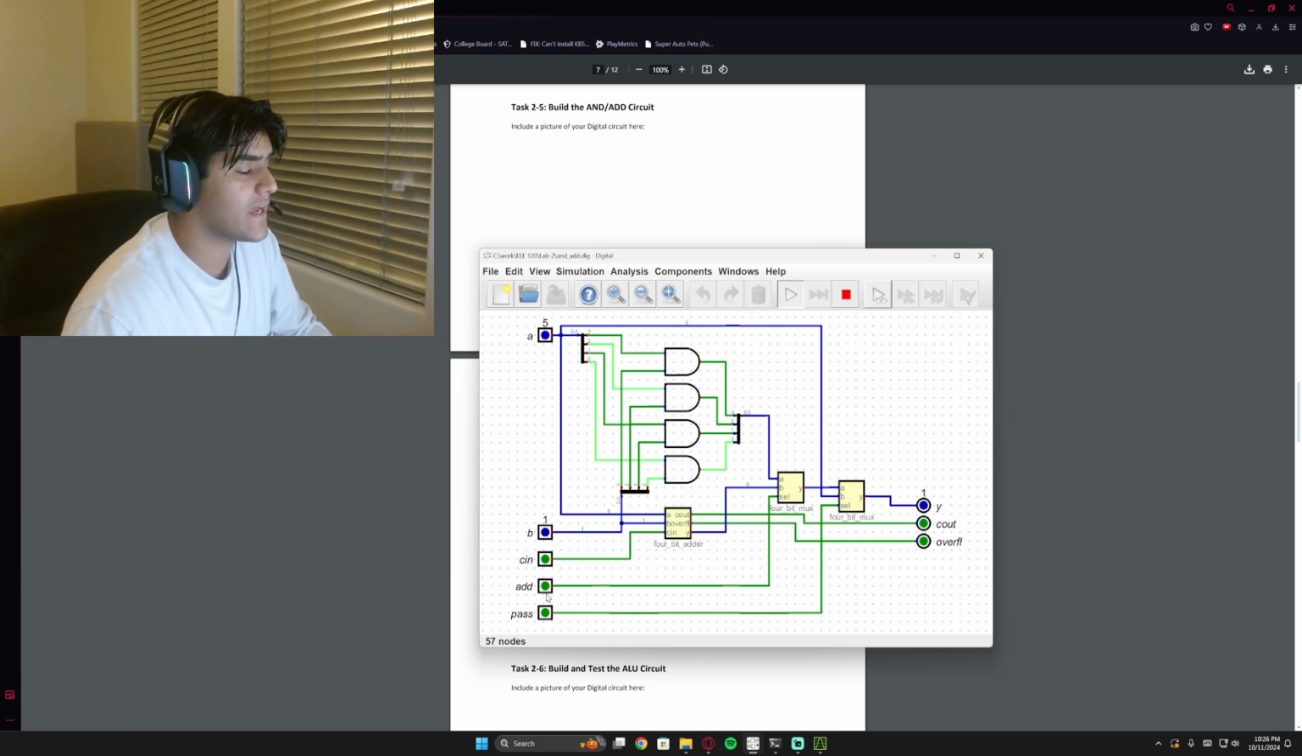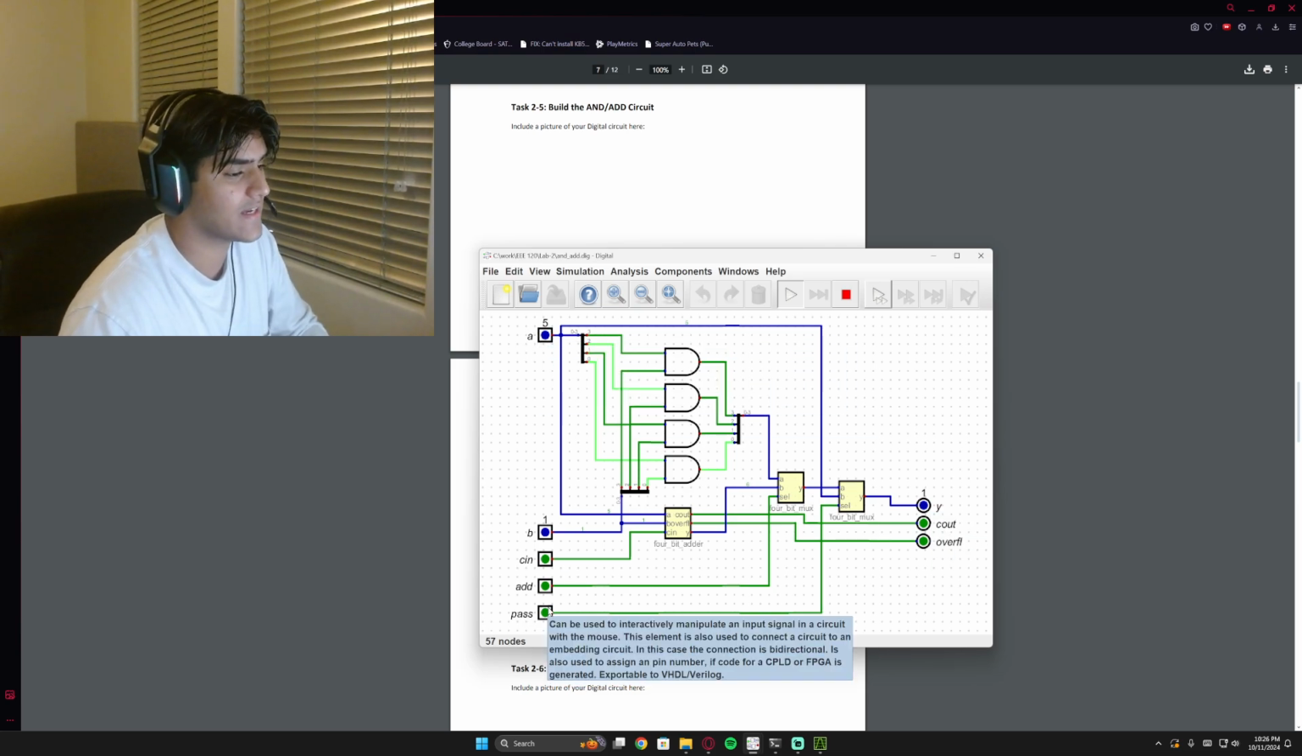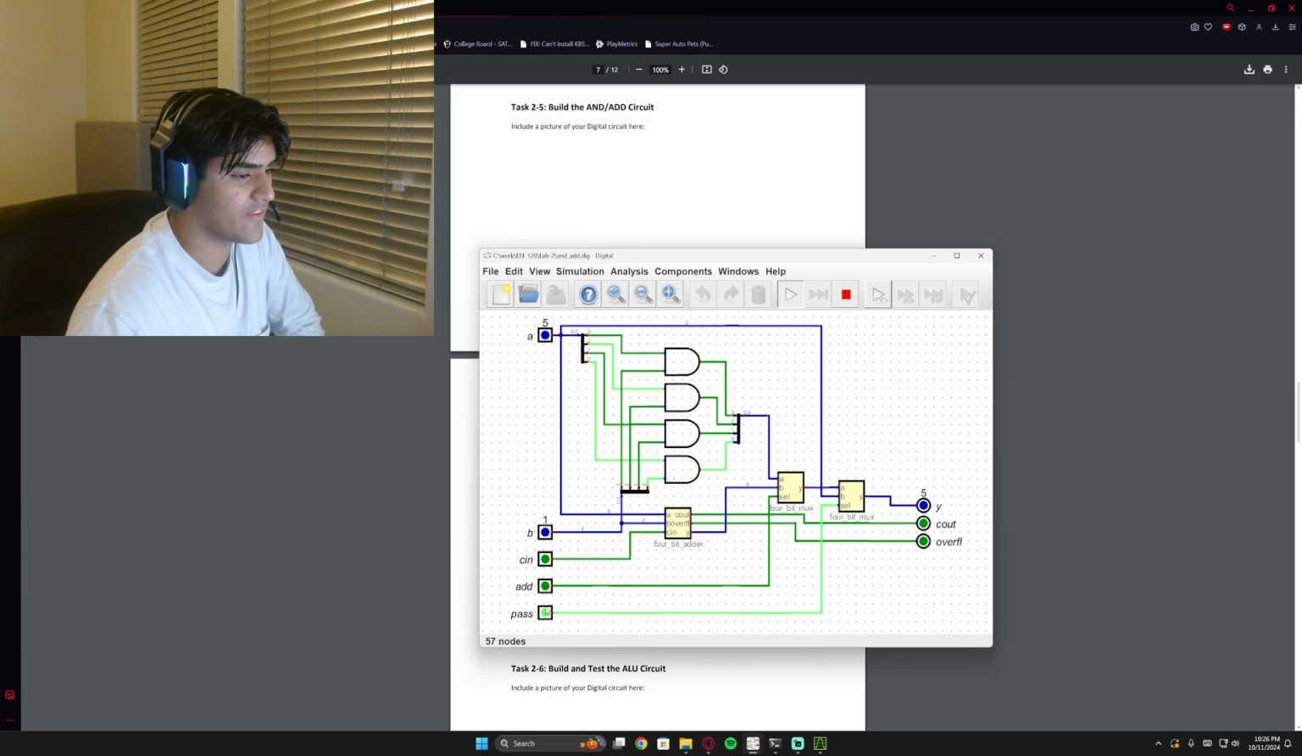If I do the add function on this instead, we would add A and B, so it would be 5 plus 1, which is 6. Now let's remove the add and do pass. Pass through will make sure that only A is in our output, so we just pass A through the whole circuit and get the output of A, which is 5 in this case. Carry in is the only time we can really use it with the adder. Then we would get 7, because 5 plus 1 plus 1 is 7.